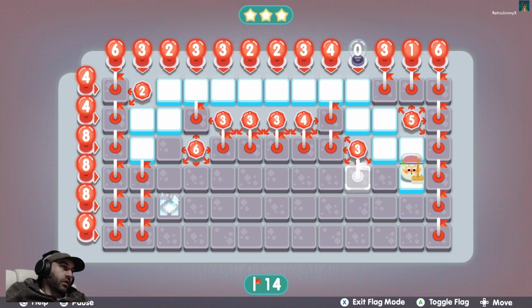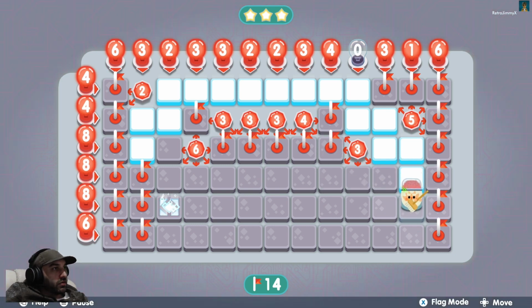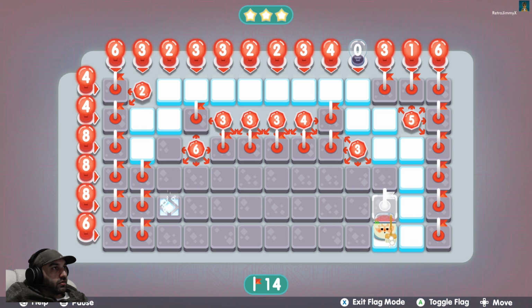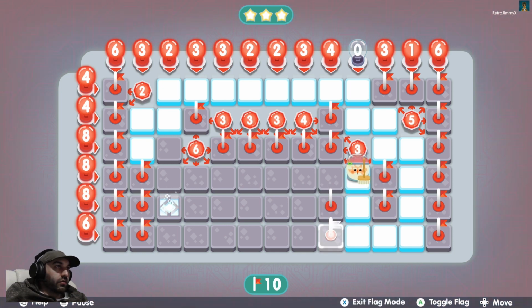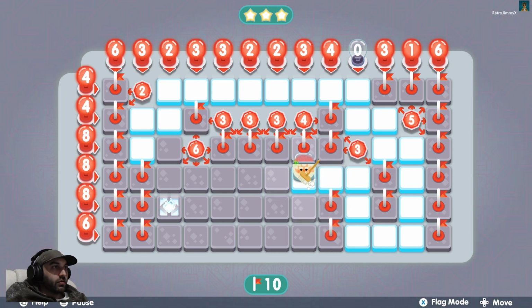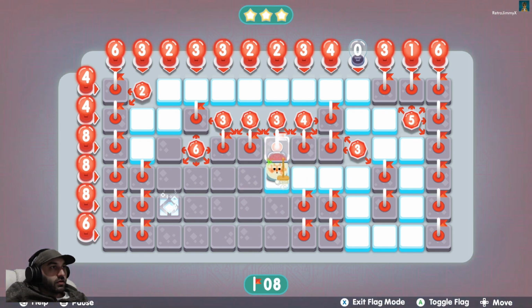There's only 1 in that whole column. There's 3 here. 0 there, so 1, 2, 3, 4 here, 1, 2, 3, 4. 3 there, so 1, 2, 3. Put 2 in that one, and 2 in the next one.